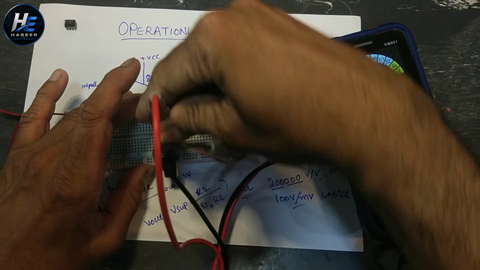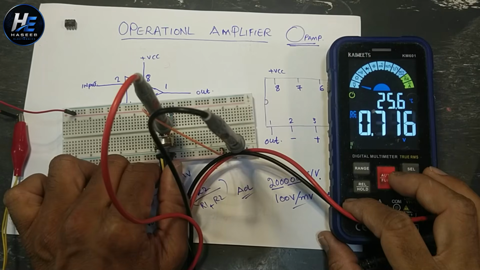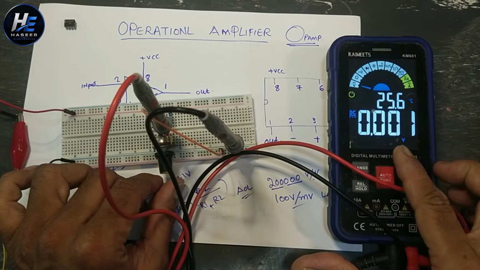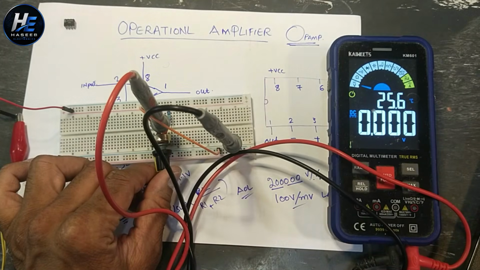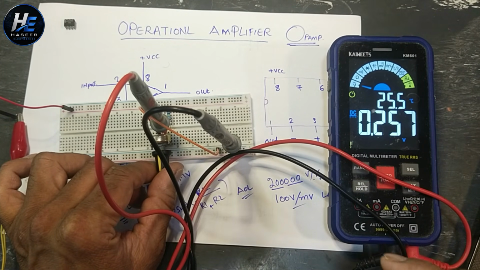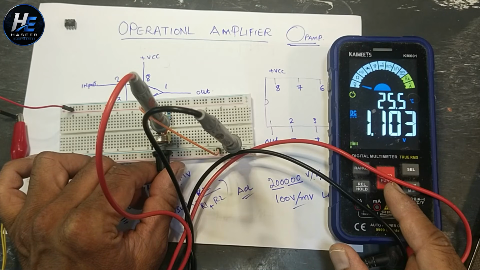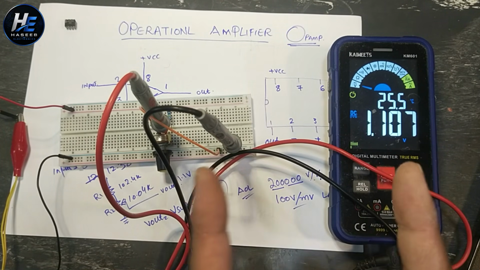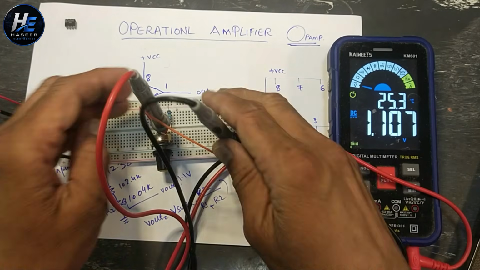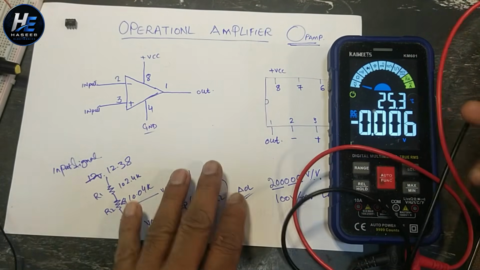Let's check this signal. When the potentiometer is fully counterclockwise, we are receiving 0 volt. When we adjust this potentiometer, the voltage will increase. At full clockwise position, we have 1.105, same as we calculated. So we have a 1.1 volt signal.